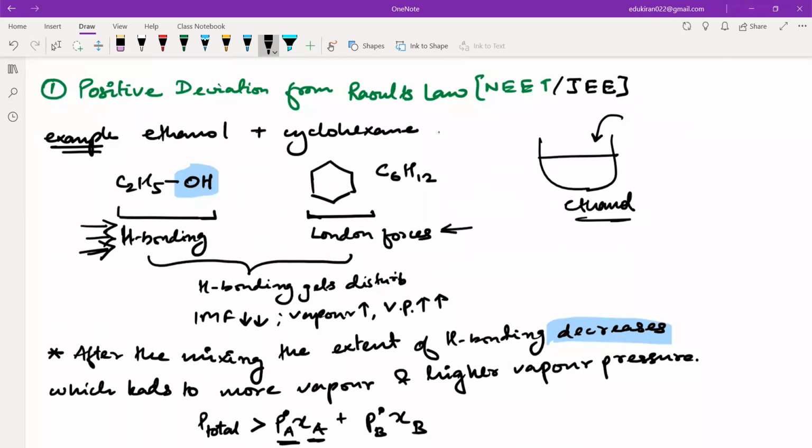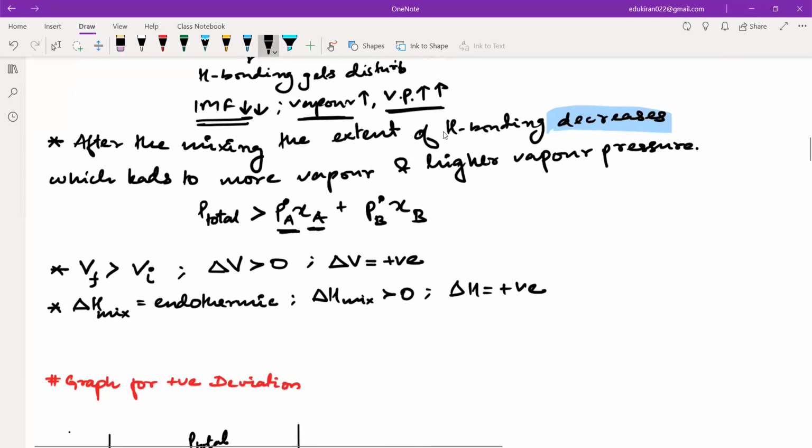Yes. And that is why the intermolecular force of attraction will decrease. The force of attraction between the molecules inside the solution is decreased. That means they can escape easily, correct? When they escape easily, there are more number of vapors, and the vapor pressure also increases, right? So you understood this point? Ethanol and cyclohexane will give positive deviation. After mixing, the extent of hydrogen bonding decreases, which leads to more vapor and higher vapor pressure. And these are the points.